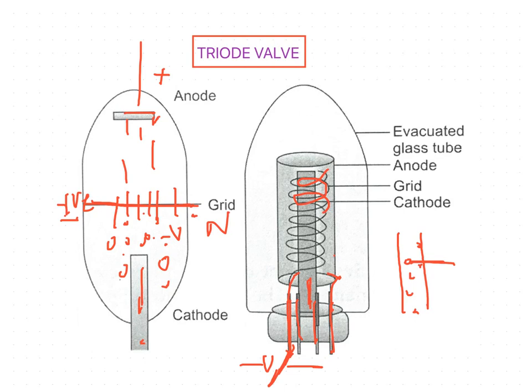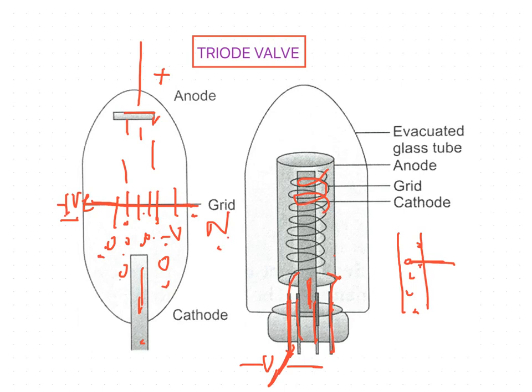If you see, the intensity of the current is then greater than when the grid is uncharged. When the grid is uncharged, the intensity is more. If it is positive also, the intensity of the current is more. If the grid is negative, then the intensity of the flow of electrons is less. So this is the working of the triode valve.